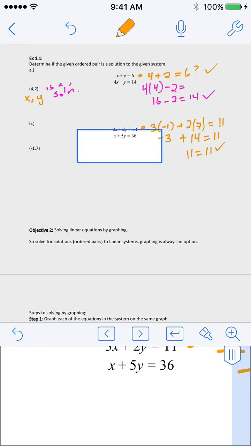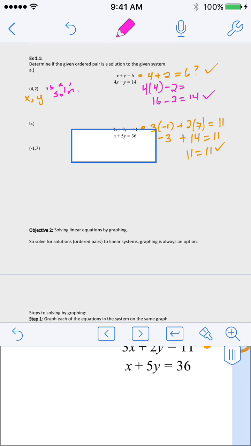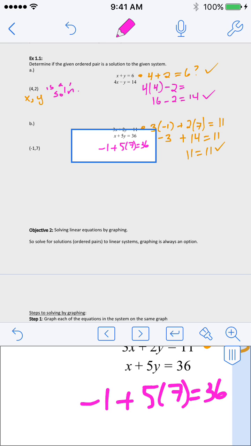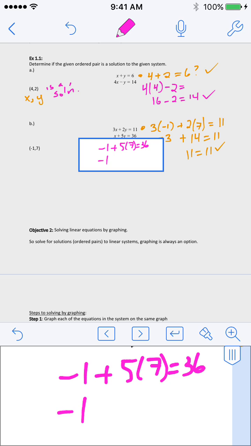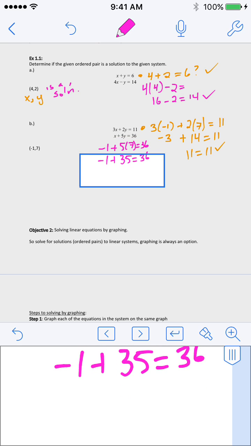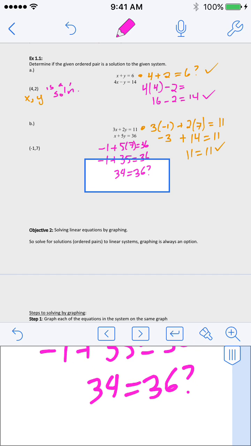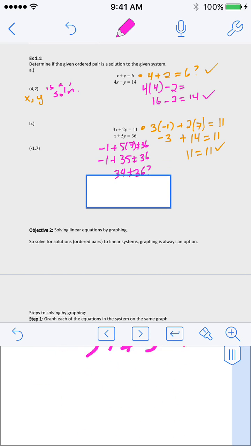Let's check the other one out as well. I've got x plus 5y equals 36. So I'll plug in negative 1 plus 5 times 7 equals 36. All right, negative 1 plus 35 equals 36. Well, that says 34 equals 36. Is that true? No, that's definitely not. So this would be not equal to.